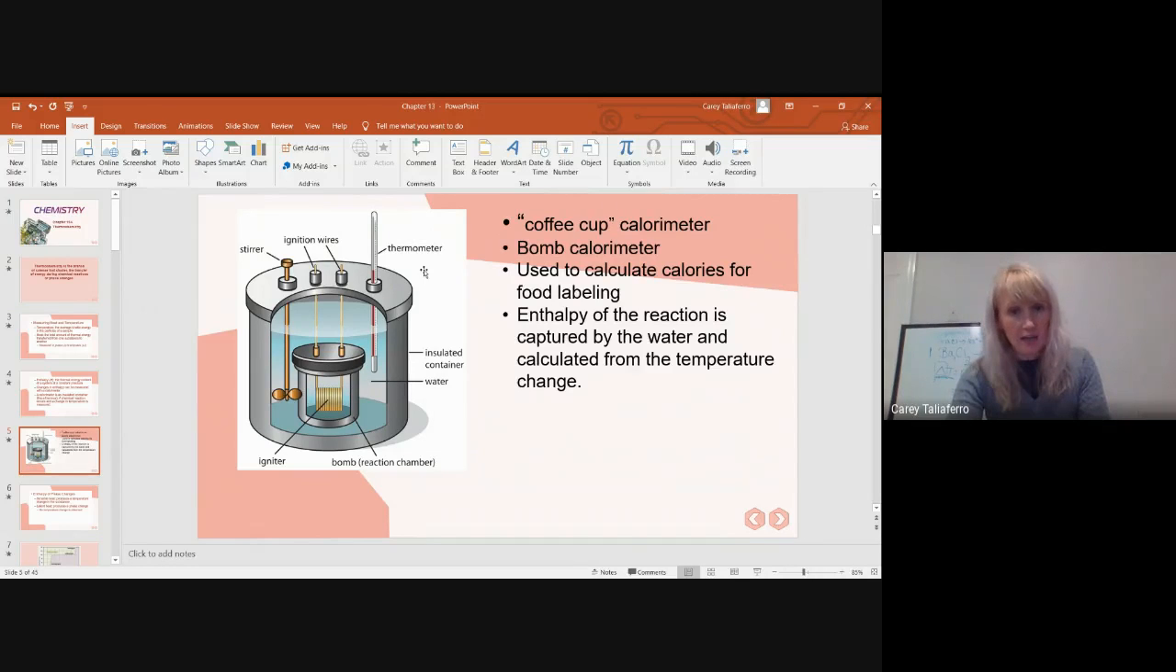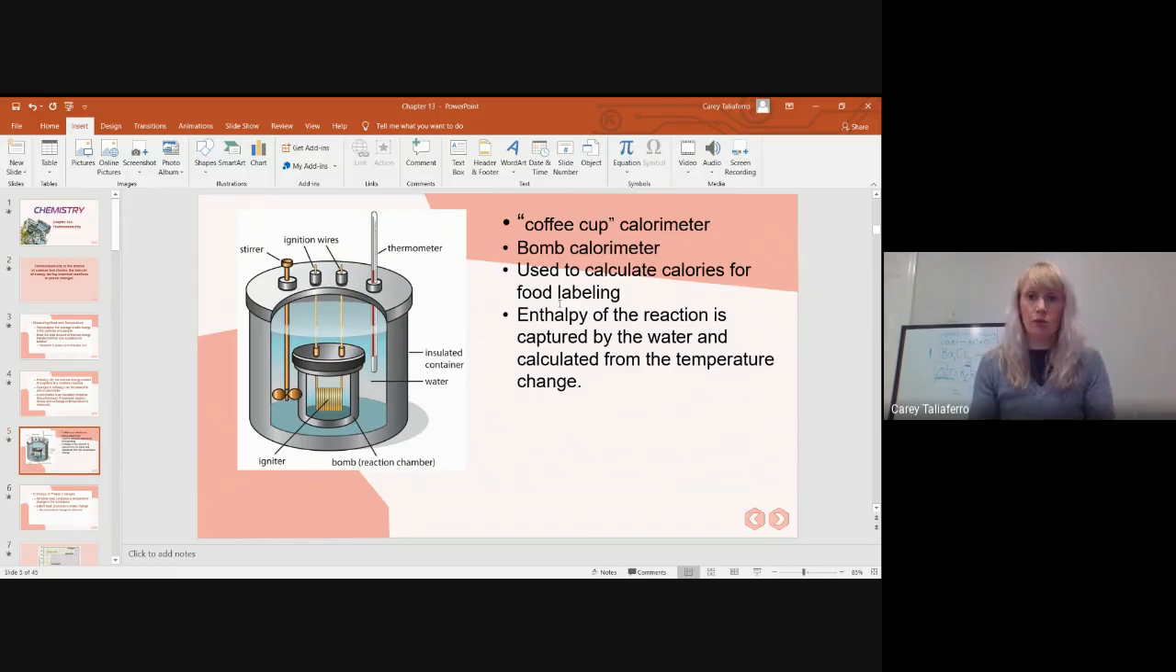Now, this is not a coffee cup calorimeter. That will be in the video. You'll see that example. This is a bomb calorimeter, hence the term the bomb, which is where the reaction will occur. We use this all the time.